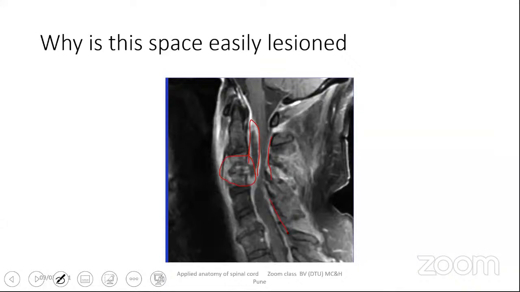Compression can be because of problems in the vertebral canal, when it is called extradural compression. The compression can be intradural but extramedullary, that means outside the spinal cord but inside the vertebral canal. Or compression can be from within the spinal cord, when we call it intramedullary. These are the three types of compressions which you are supposed to learn.